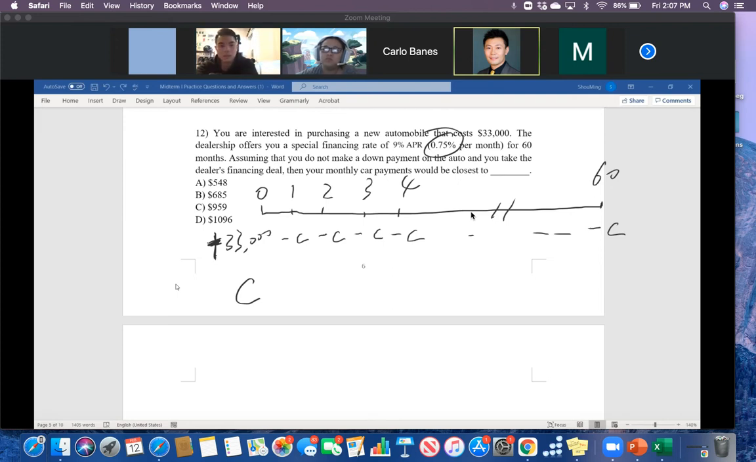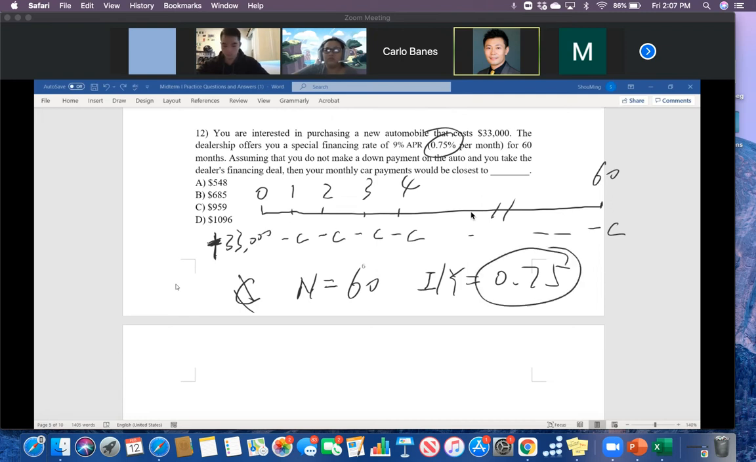Again, we can use the time value of money function available in your financial calculator. In this case, our N equals 60, as you just mentioned. What is our interest rate? We have 9%, so 0.75, right? Because this cash flow is a monthly cash flow, we need a monthly interest rate to match the monthly cash flow. So we should use 0.75 instead of 9.